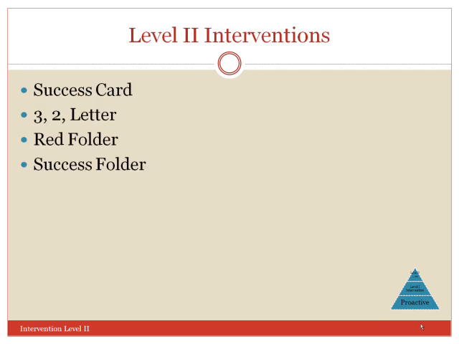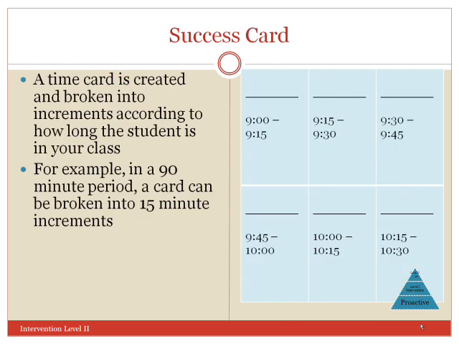The Level 2 intervention strategies that we will discuss today include the Success Card, 3-2 letter, the red folder, and the success folder. The success card is a strategy in which a time card is created and broken into increments according to how long the student is in your class. For example, in a 90-minute period, a card can be broken into 15-minute increments.